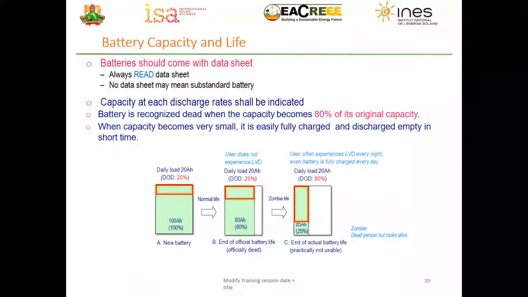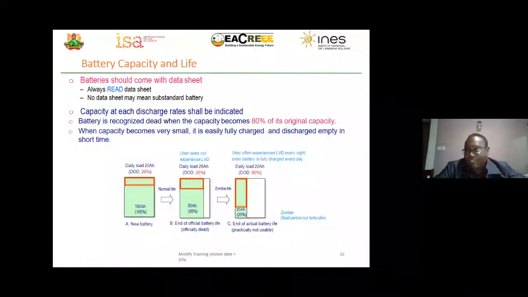And with time, usually this capacity starts to fall. When the charging and discharging cycles continue, the capacity of that battery starts falling. And at 80%, it means that you have 80 Ah. If your load still stays at 20 ampere hours, it means that with the 80% capacity, you are discharging to 25%. So the depth of discharge of that battery is deeper.